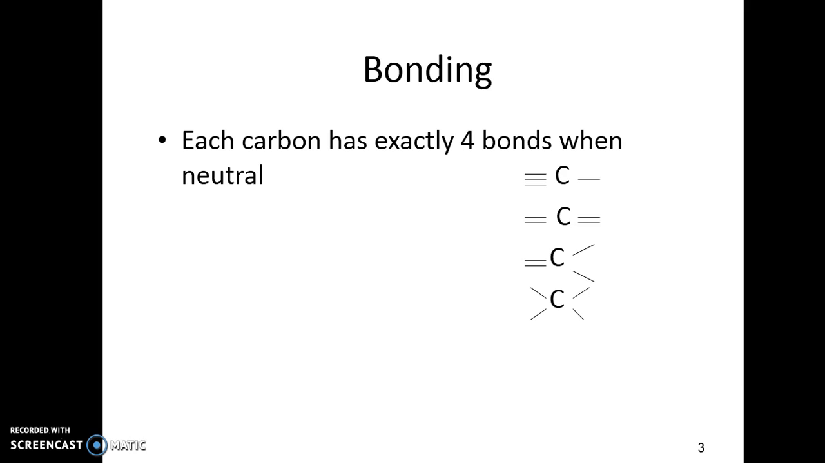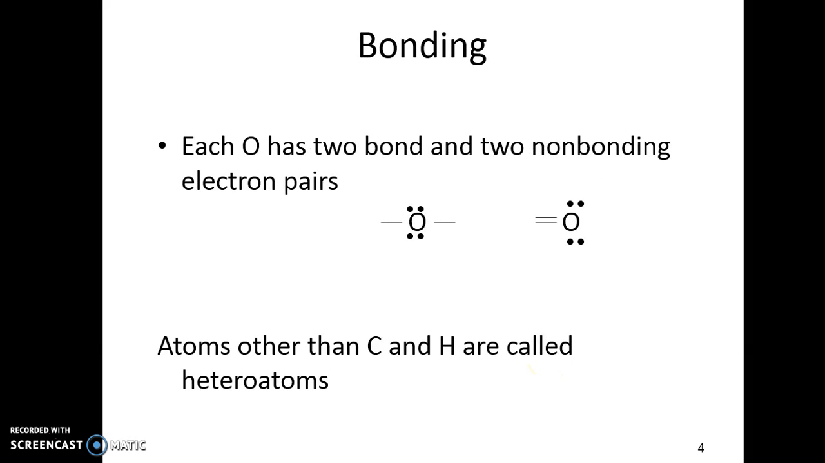Remember how carbon does bonding. This is going to be important for you to properly do organic chemistry, and that is 4 bonds on carbon. Oxygen, 2 bonds and 2 non-bonding pairs. And something that you're going to hear me say, and you'll read in the book, is that atoms other than carbon and hydrogen are called heteroatoms. So oxygen, nitrogen, halogens, those are all what we call heteroatoms. Carbon and hydrogen are the basis of organic chemistry, and the other things are part of it, but we call them heteroatoms because they're different from the basic of organic chemistry.